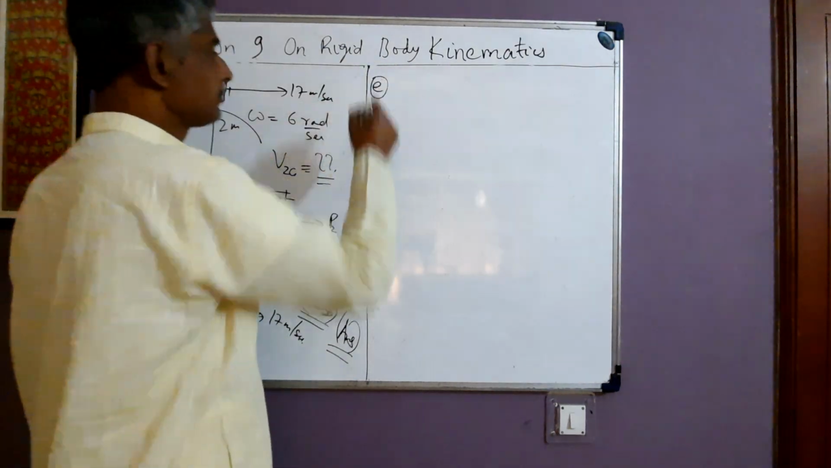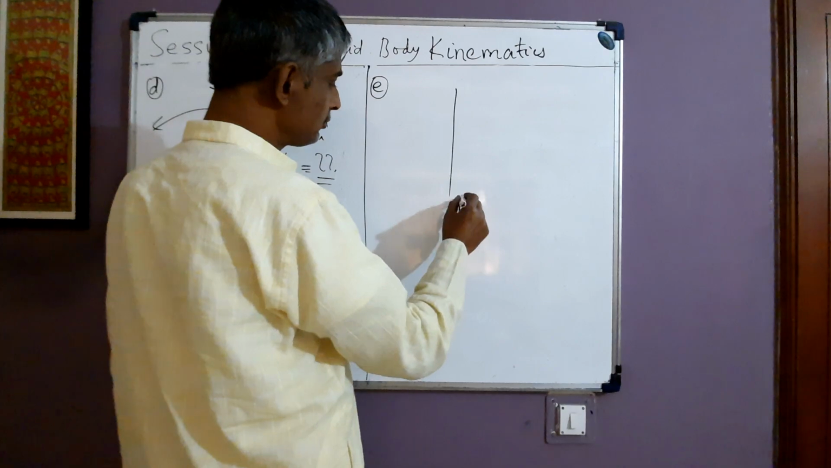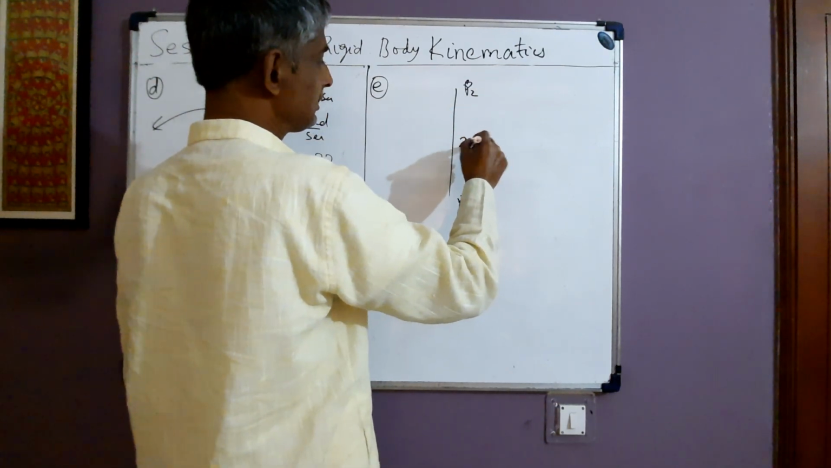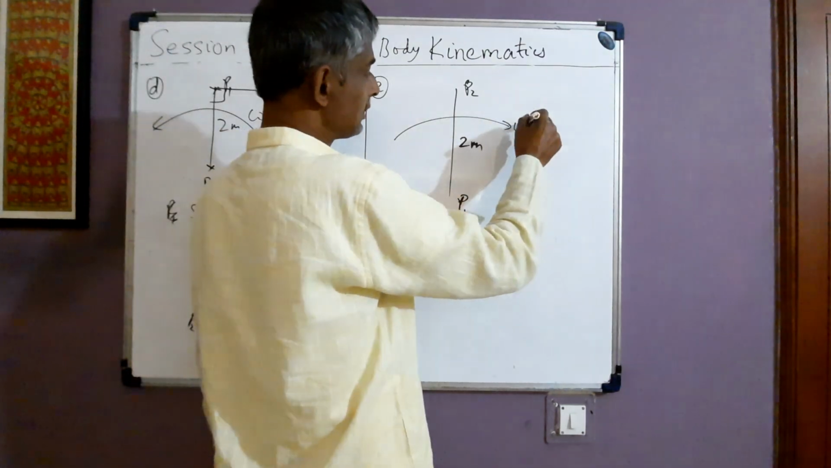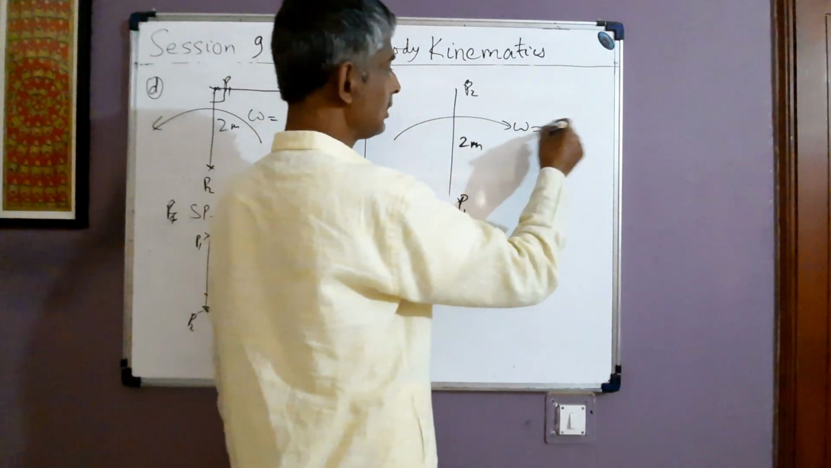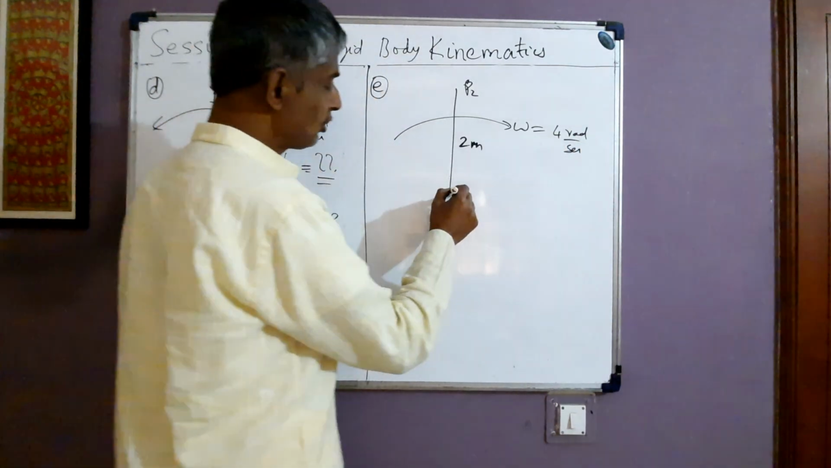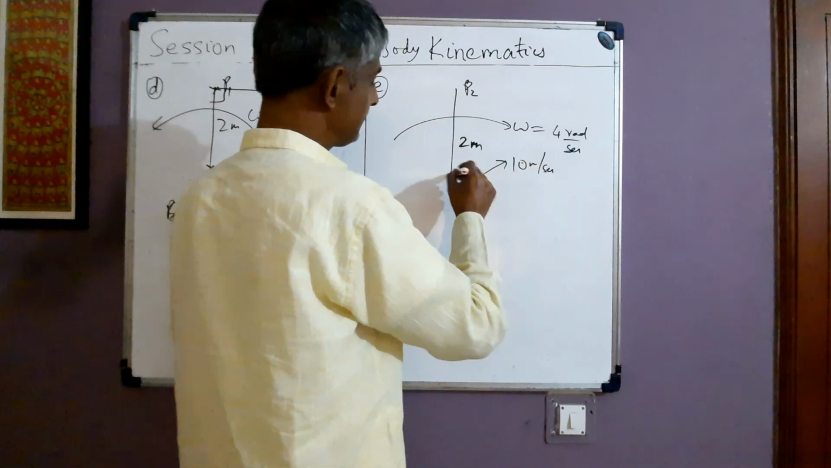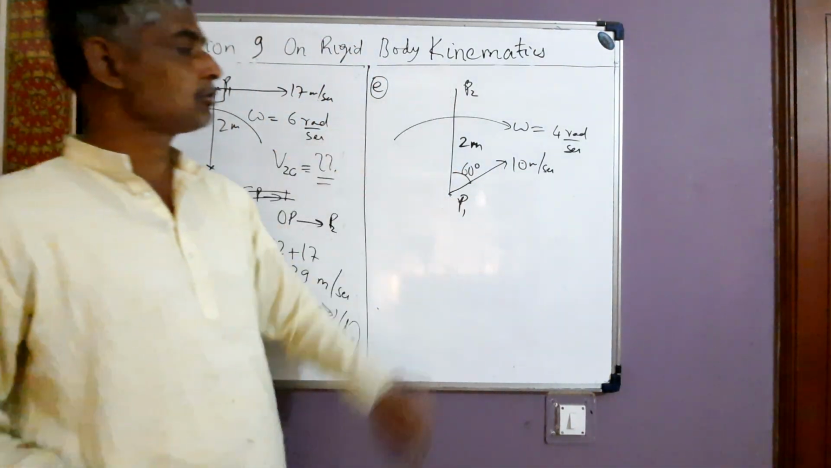This is part of the question. These are rod P1, P2. The length of the rod is 2 meters. The angular speed of the rod with respect to ground, omega, is 4 radian per second clockwise. The velocity of P1 with respect to ground is 10 meter per second at an angle of 60 degrees with the rod. We have to find V2G.